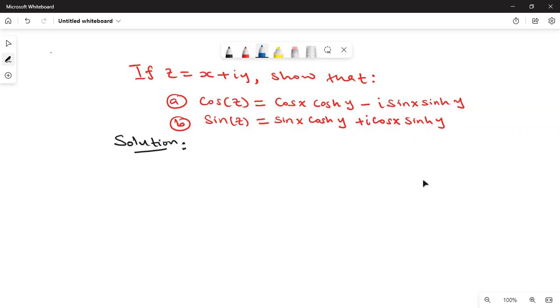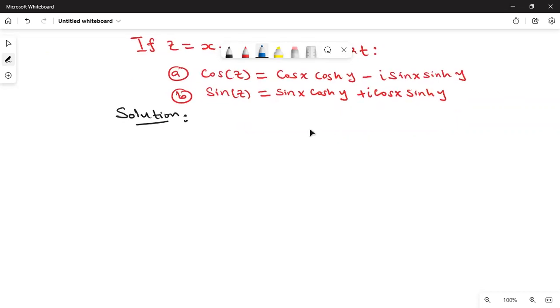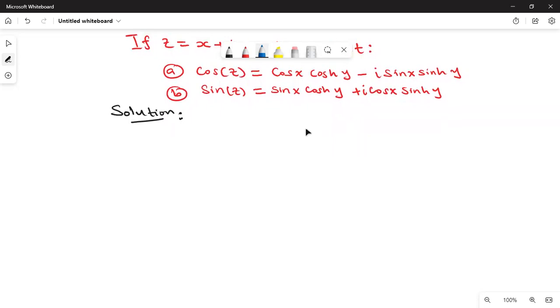And in part B, we are asked to show that sine of z is equal to sine of x times hyperbolic cosine of y plus iota cosine of x times hyperbolic sine of y. So let's start with the first identity.